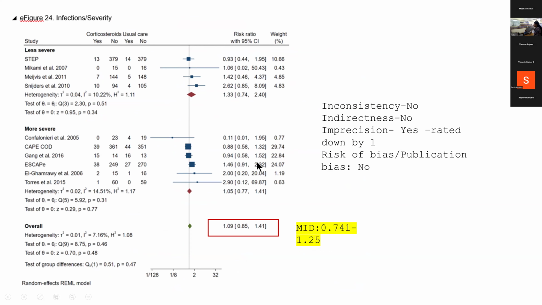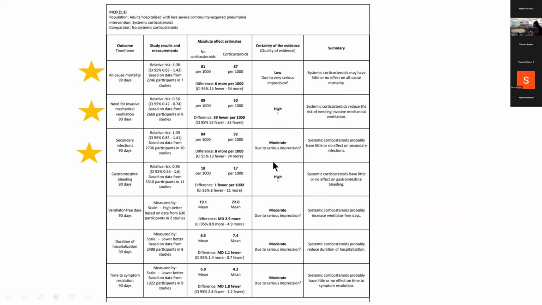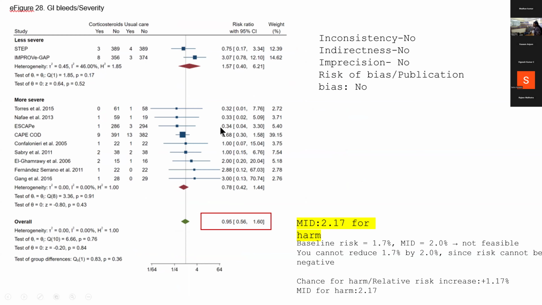Indirectness also, no. Imprecision, if you look, the overall point estimate is 1.019, 0.85 to 1.41, and the MID is 0.741 to 1.25. So on one side, it's actually crossing your threshold. So I would give this a moderate evidence. And here also they have given us moderate, that is systemic corticosteroids have no effect on secondary infection, but this is moderate evidence. What about GI bleed?